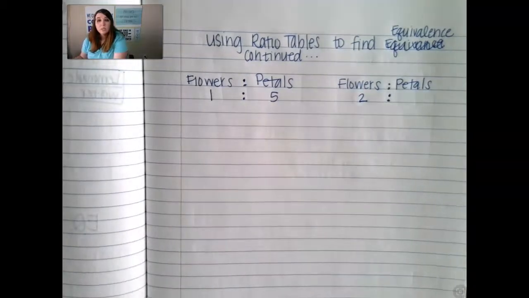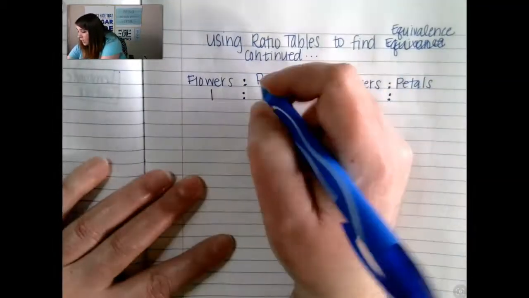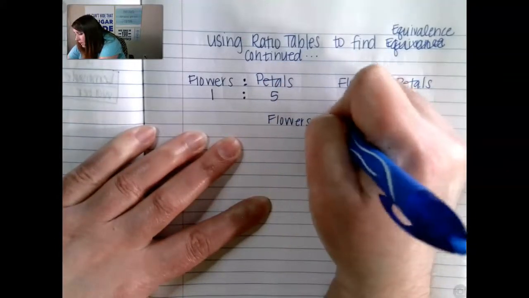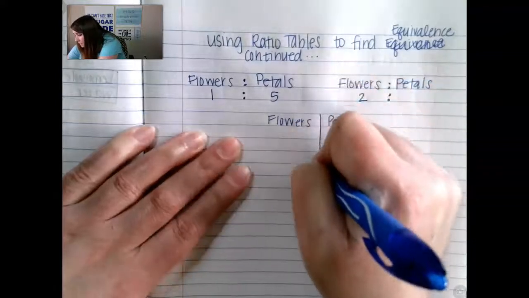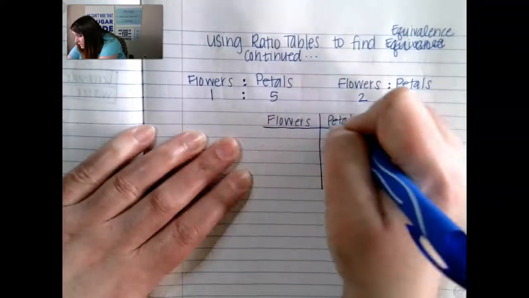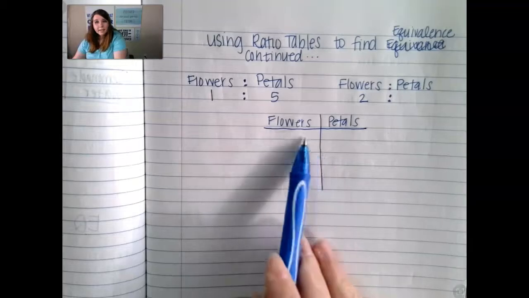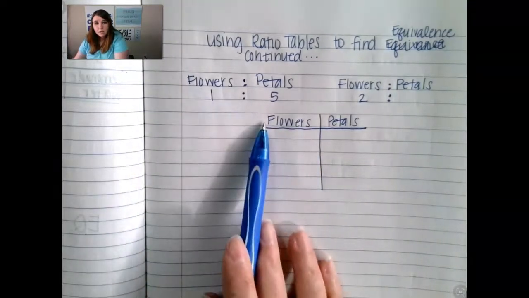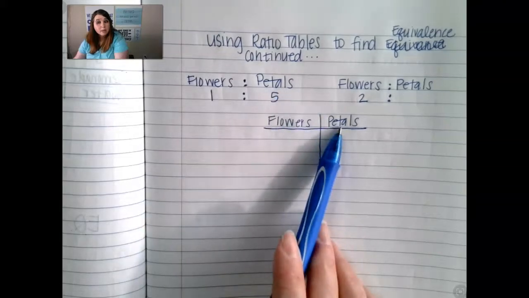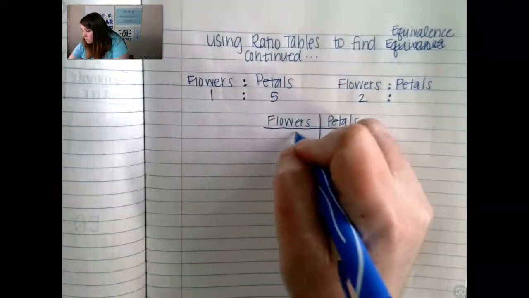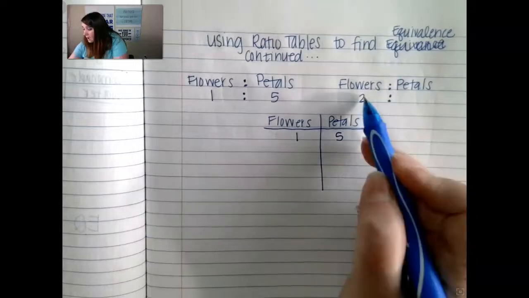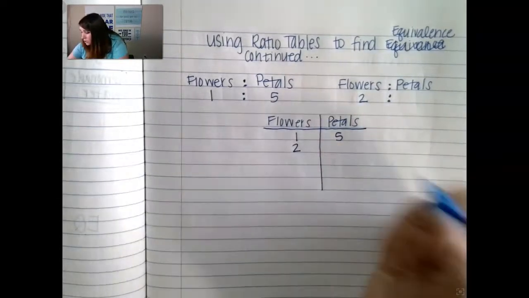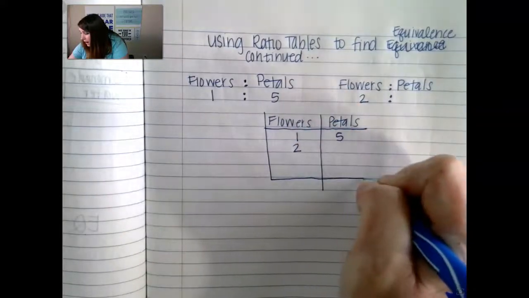Okay, so we can use an equivalent ratio table to find the comparison of flowers and petals. And all we do is we set up a ratio table just like we did before. It looks like a T-chart. Flowers comes first, so I put flowers first. Petals comes second, so I put petals second. My initial ratio was 1 to 5. I'm looking for 2 to something. We don't know what the something is. So I put the 2 here because it tells us it's flowers.